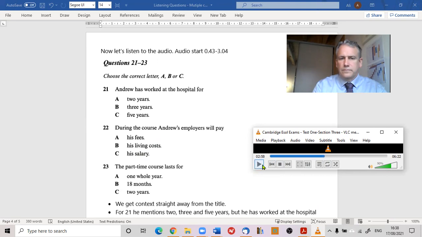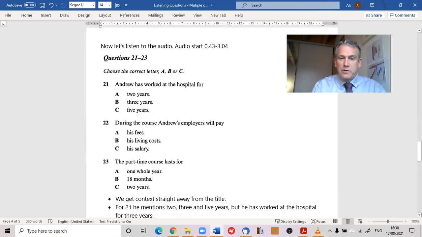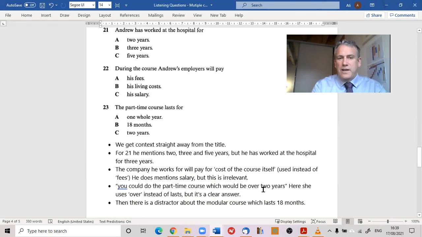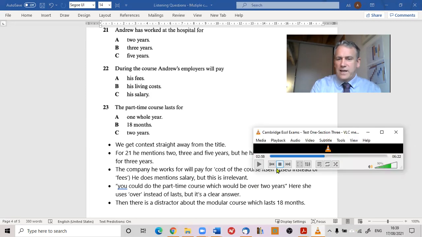So here she specifically said, she talks about the part-time course, and what did she say about the part-time course? She says it would be over 2 years. Okay, so she doesn't say lasts for, she uses a paraphrase there. She says you could do the part-time course, which would be over 2 years. So there's a paraphrase of the question there. Okay, let's listen to the last part.